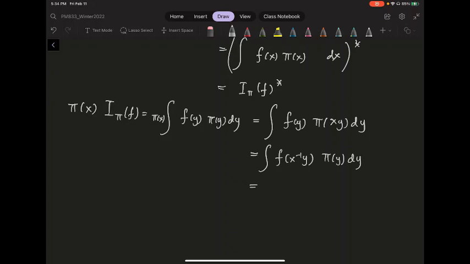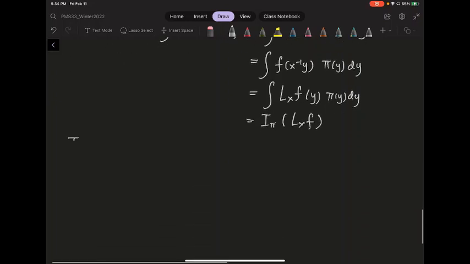This one is essentially just the integral of the left translation of f by x, against pi of y, dy. So this is I pi of the left translation of f by x. And the right-hand side is really similar, so let me just write it quickly. If I want to do it right, you do the same kind of integral.